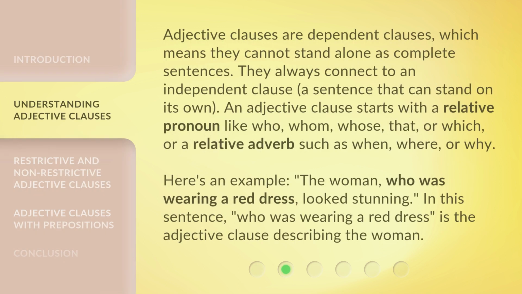Adjective clauses are dependent clauses, which means they cannot stand alone as complete sentences. They always connect to an independent clause, a sentence that can stand on its own. An adjective clause starts with a relative pronoun like who, whom, whose, that, or which, or a relative adverb such as when, where, or why.